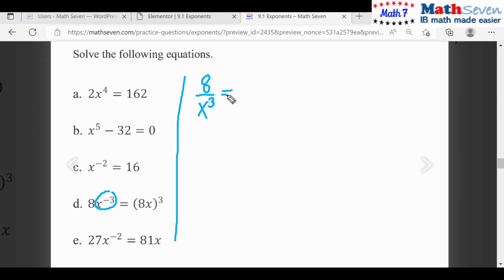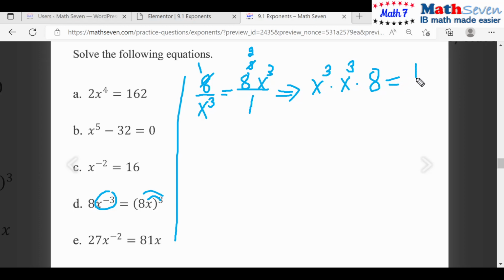Any questions? This is equal to 8 to the power of 3 over x to the power of 3. What I did is I distributed the power among multiplication. Now you can cross multiply, but before that one 8 is cancelled. Then cross multiplication gives x to the power of 3 times x to the power of 3 times 8 equals 1. Now x to the power of 3 times x to the power of 3 is x to the power of 6, equals 1 over 8 squared, 64.